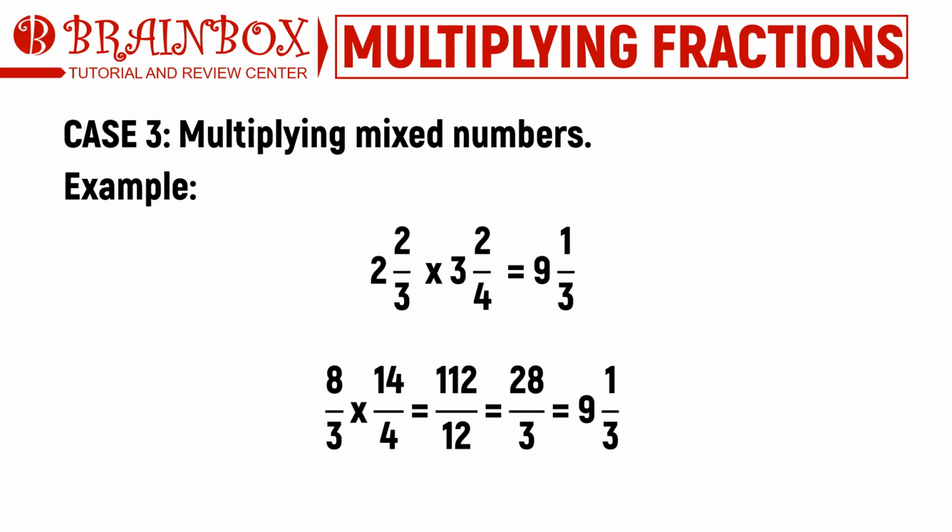To illustrate, we have the following example, and once already converted to an improper fraction, it will result in the following: 8 over 3 times 14 over 4 equals 112 over 12. Further simplifying, we get 28 over 3. Converting it to a mixed fraction, we get 9 and 1/3.